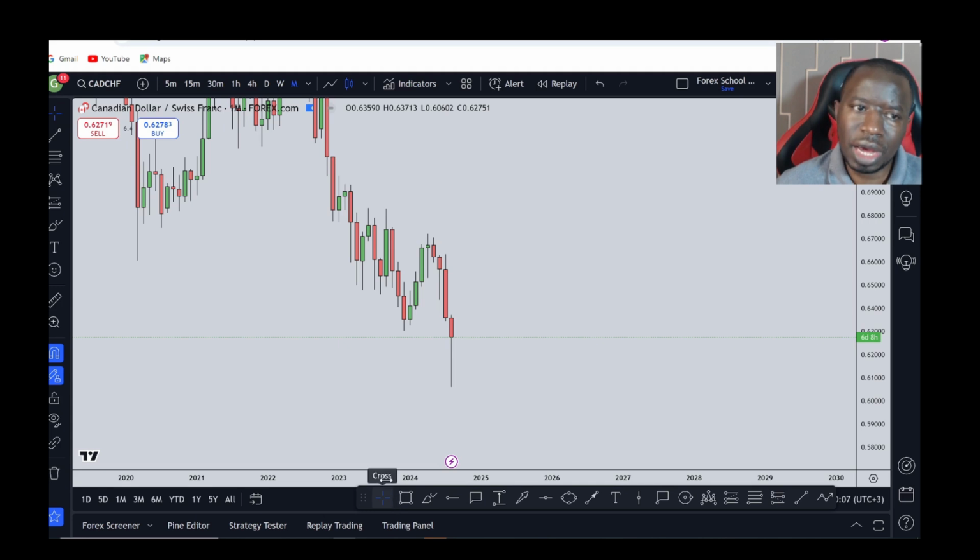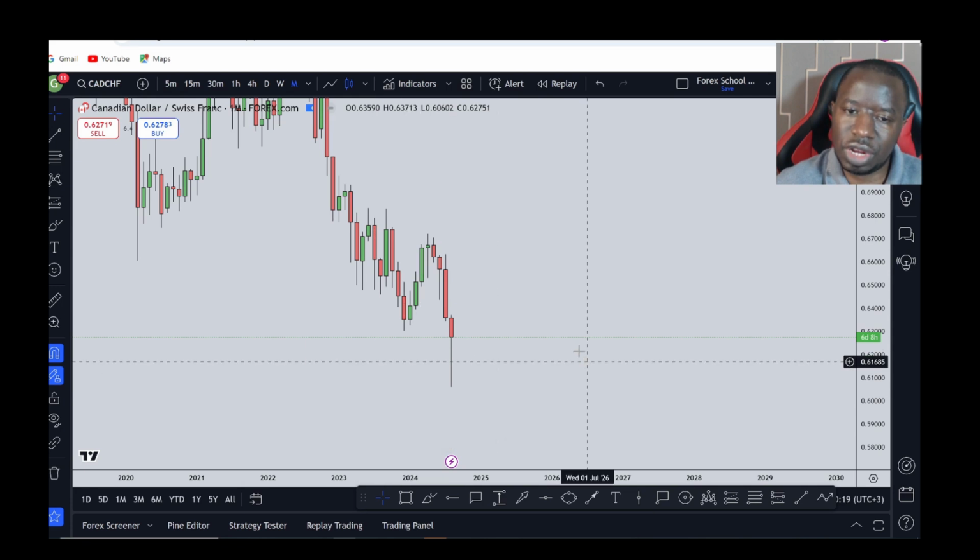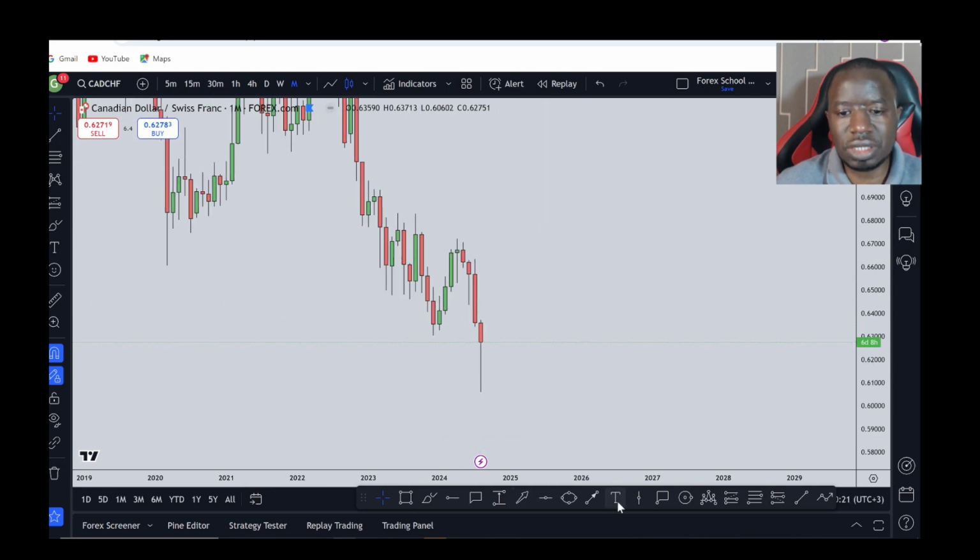I am Godfrey. I want us to do a quick analysis of the CADCHF. That's the Canadian dollar Swiss franc currency pair, to see where price is at right now, where we anticipate it to get to in the next coming few days. Now, this is the monthly time frame.